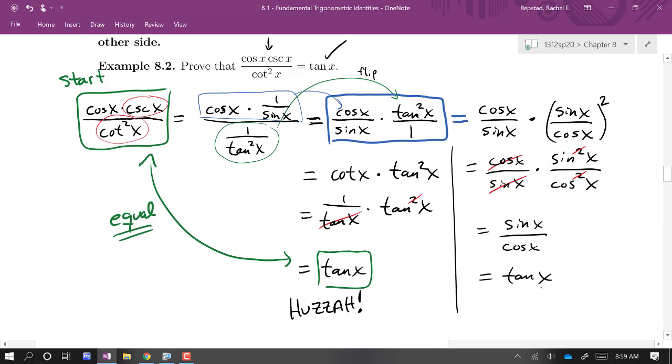So there's often maybe more than one correct path to get to where you're going. But the nice thing about these, some people find proving an identity to be frustrating, but the nice thing about it is at least I know what I want to get. They're telling me at the end I should be able to get tangent. It's like somebody saying, here's what the answer is ahead of time, try to get there.